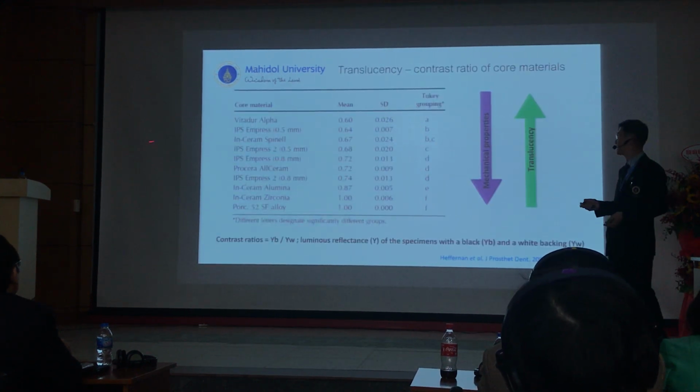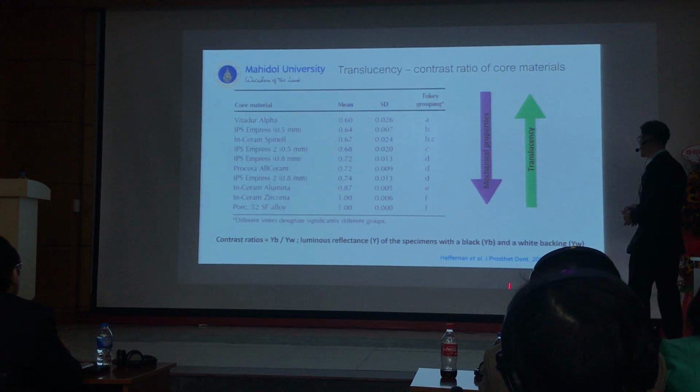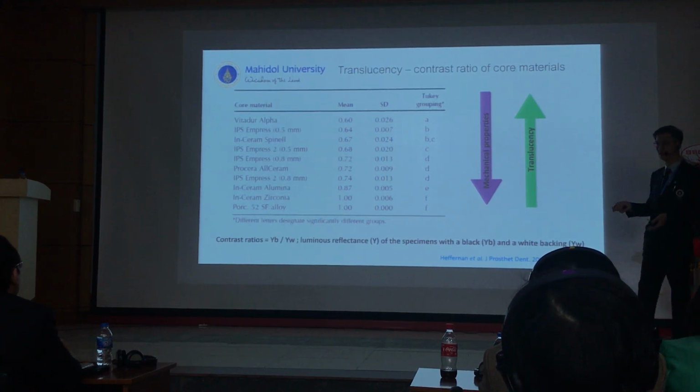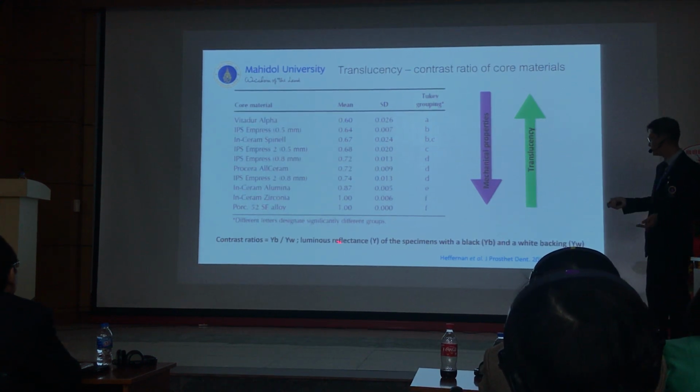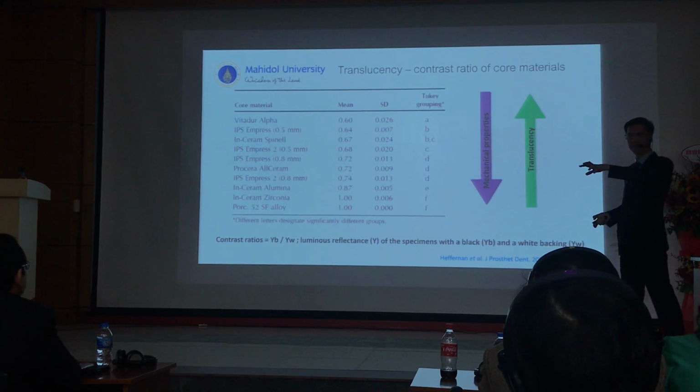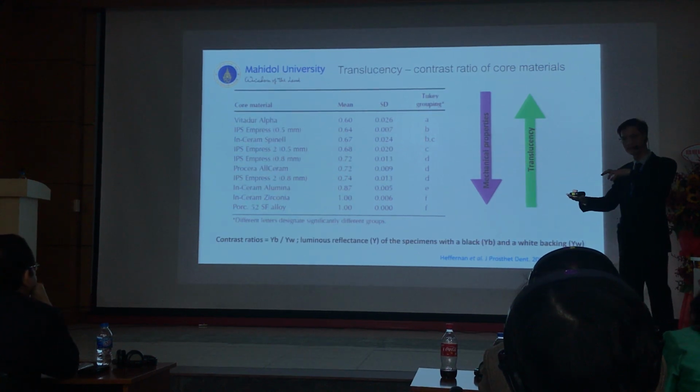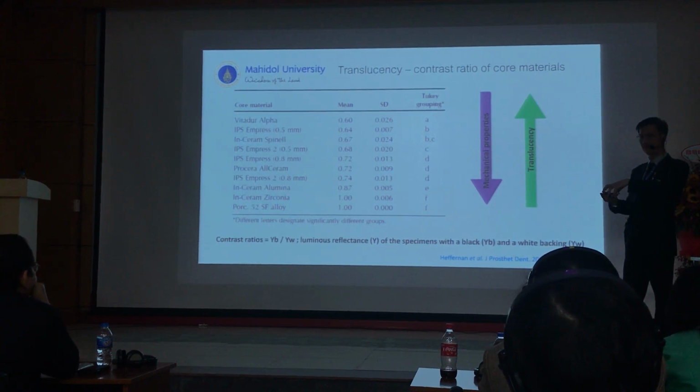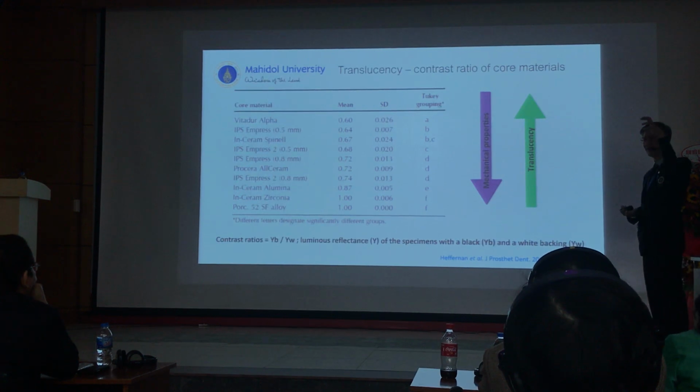If you look at the translucency property, this one is porcelain. This one is porcelain with makeup. You can see that in one study they used a contrast ratio. What does the contrast ratio mean? Let's explain it a little bit. They put the ceramic over a black background and a white background, and tried to measure the light that reflects back to the detector.